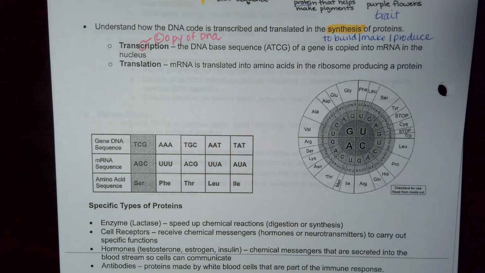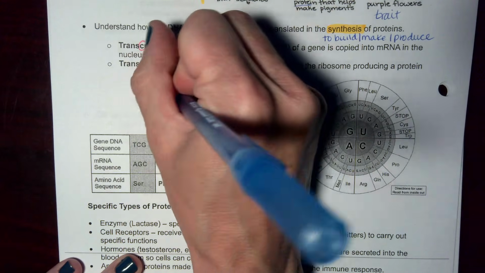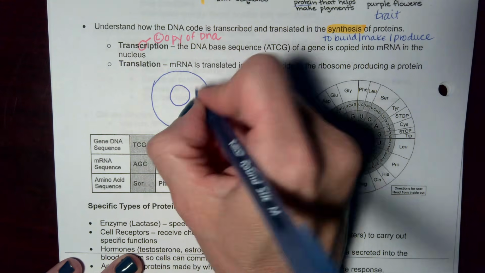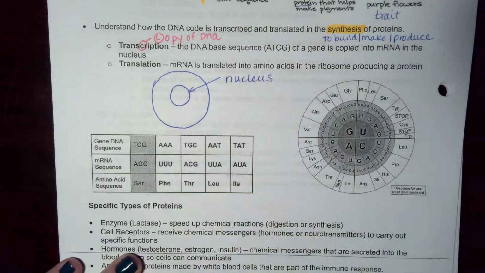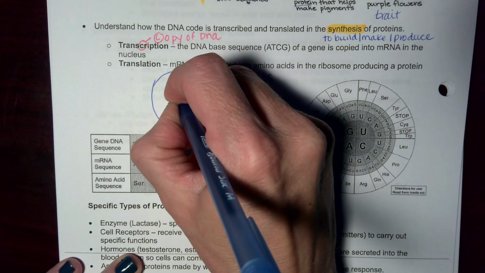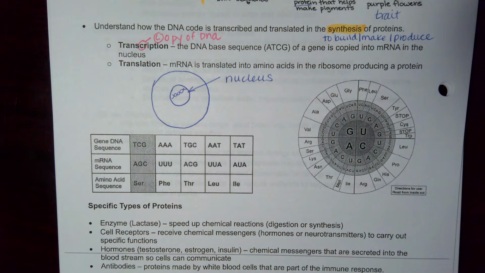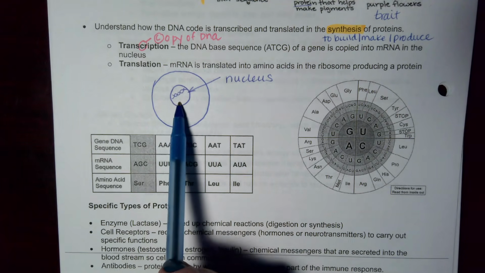My copy of DNA is called messenger RNA. That all occurs inside of the nucleus. So if I have a cell, my nucleus is the brain of the cell, and that's going to be where my DNA is. Remember, DNA is a double helix, so it has 2 sides. It is very, very long. It is trapped inside of the nucleus.